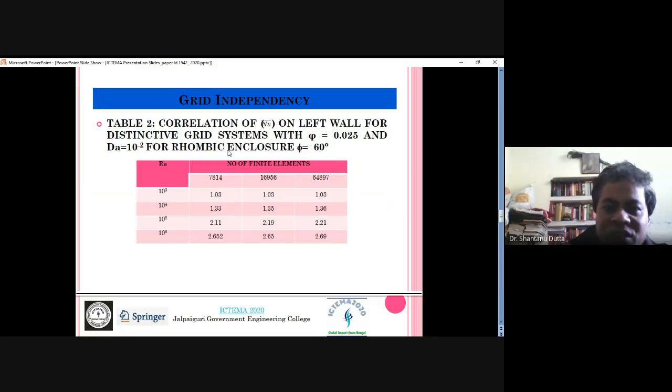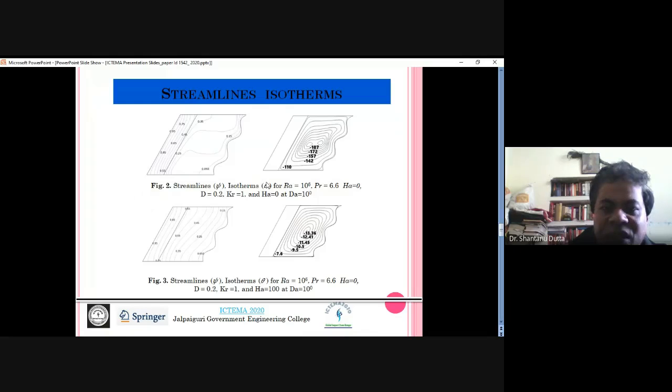We also carried out the grid independence study on the average Nusselt number on the left wall for distinctive grid systems, for two types of volume fractions. Here we have done it for one volume fraction, Darcy number 10 to the power -2, for the rhombic enclosure. Accordingly, we have chosen 16,956 finite elements.